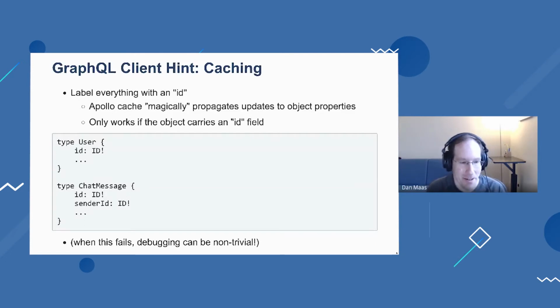And at the bottom, I should note that when this fails, debugging can be non-trivial. So what I'm talking about is very magical. It's all happening behind the scenes without you writing code to make it happen. And when it works, it's wonderful. But when it fails, like for instance, when you perform an operation and somehow the result does not automatically propagate through the cache, it can be very difficult to debug what is going on. There are some tools to help with that, but I've had a couple of cases where I had to spend a lot of time figuring out exactly why Apollo was not doing its magic on a particular object.